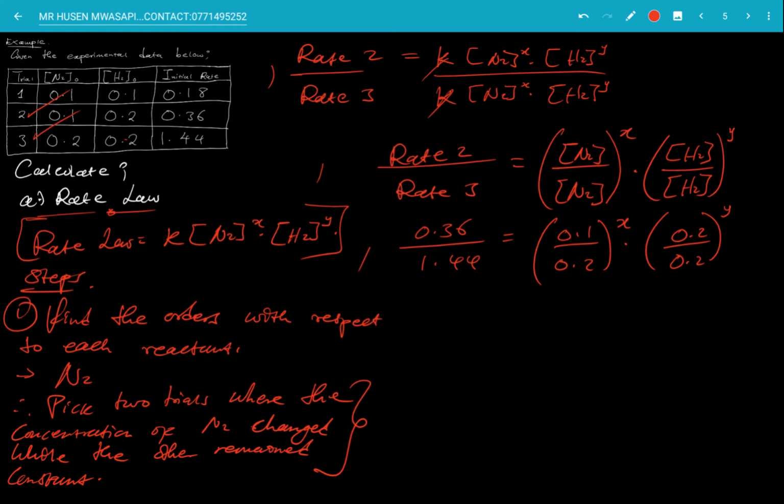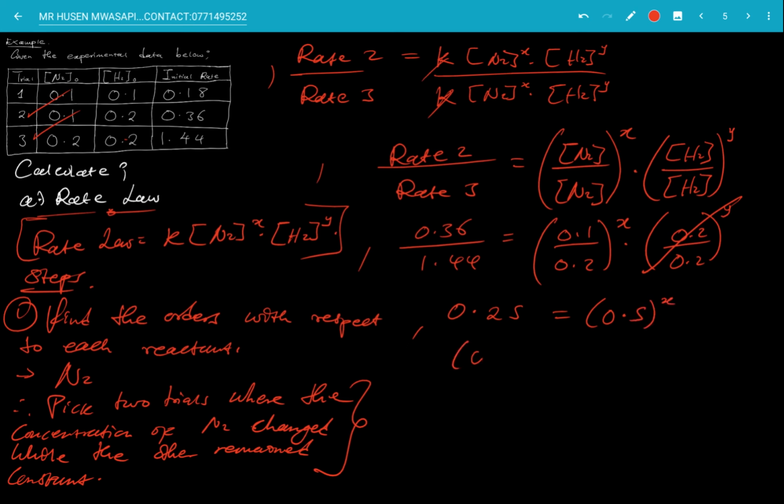Now the one that will cancel out and give us a 1 when we simplify is hydrogen. We're not interested in hydrogen, we're interested in nitrogen. So hydrogen cancels out because 0.2 divided by 0.2 gives us 1, and we exclude Y because our interest is X. So if you divide 0.36 by 1.44, you end up having 0.25. And this is equal to 0.1 divided by 0.2, which is 0.5, raised to the order of X.